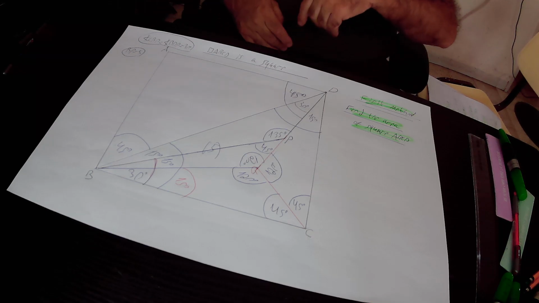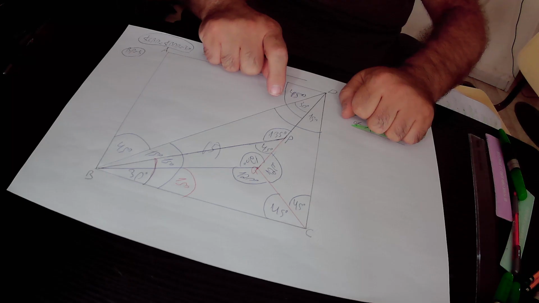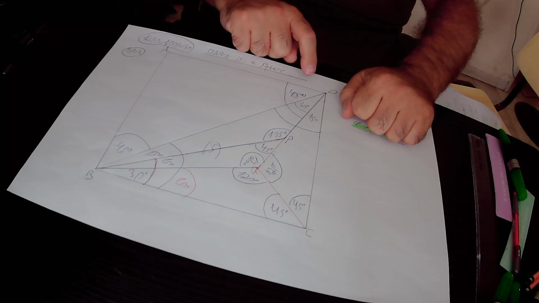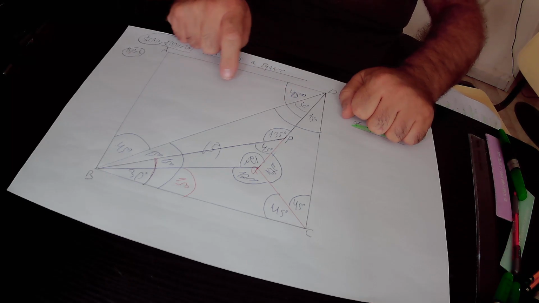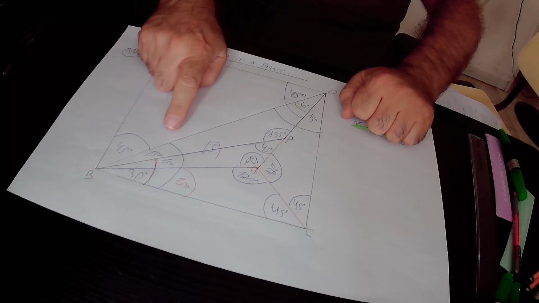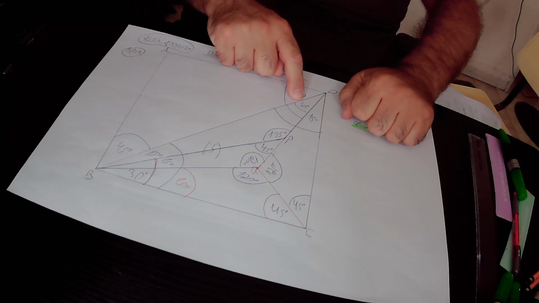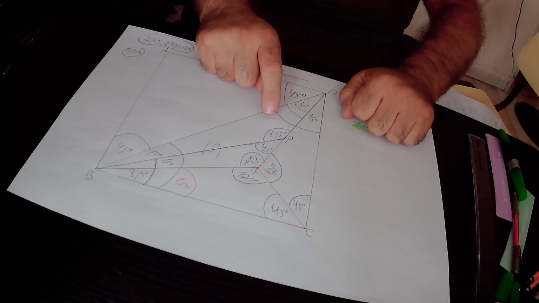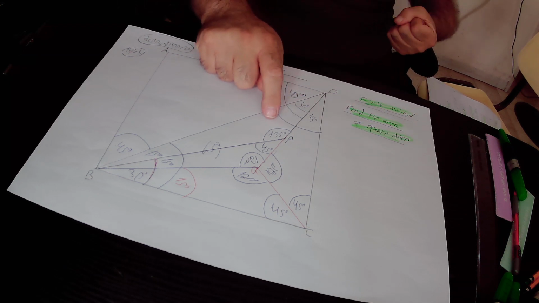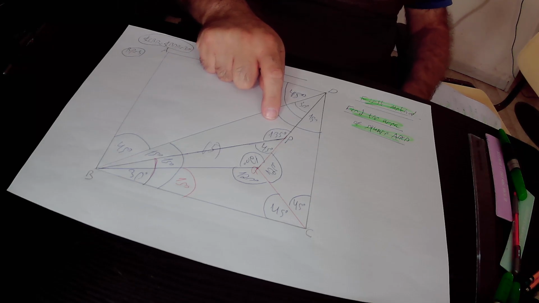So, in triangle DBP, this angle equals 15 degrees, this angle equals 30 degrees. 15 degrees plus 30 degrees is 45 degrees, and therefore this angle must be equal to 135 degrees inside, according to the rule that the sum of the angles in any triangle is equal to 180 degrees.